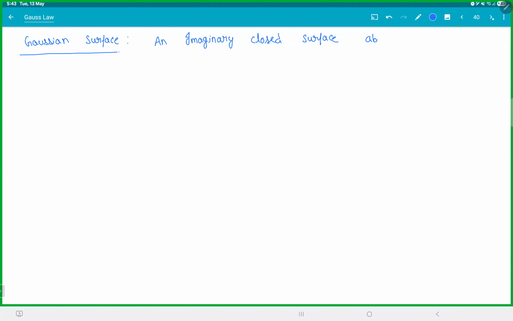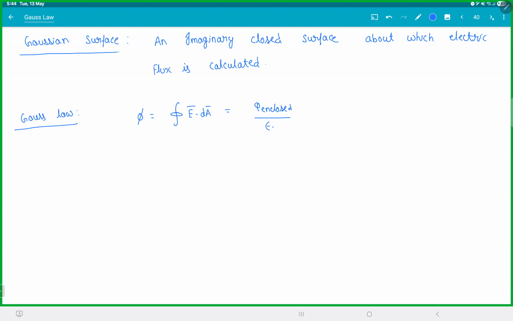So an imaginary closed surface about which electric flux is calculated. So this is an imaginary surface. It doesn't exist. It is just your imagination. So we define Gauss law as flux is equal to the integral of E dot dA. I'll tell you what that symbol means. It is nothing but Q enclosed by epsilon. This is something we proved using Coulomb's law. So this symbol is called a closed integral.